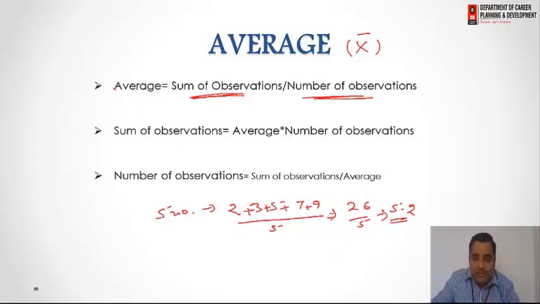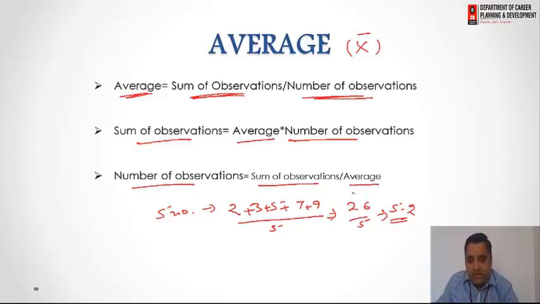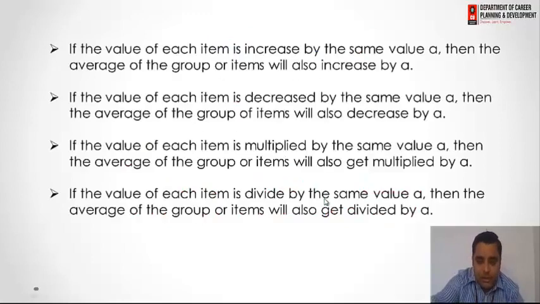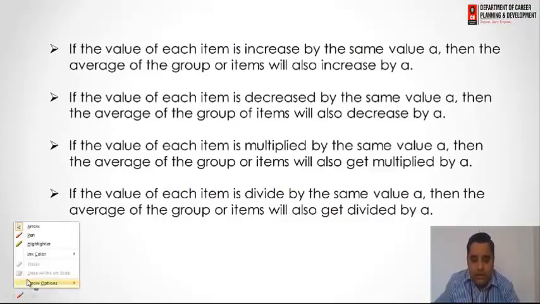Now, as we are understanding the basic average formula, that average is the sum of observations by the number of observations, in this formula we have 3 variables, so we can use these equations to find any one of these 3. If we need to find the sum of observations, it equals the average multiplied by the number of observations, and on the other hand the number of observations equals the sum of observations divided by the average. After that we need to understand a few other concepts. If each item is increased by the same value A, then the average of the group will also be increased by A.